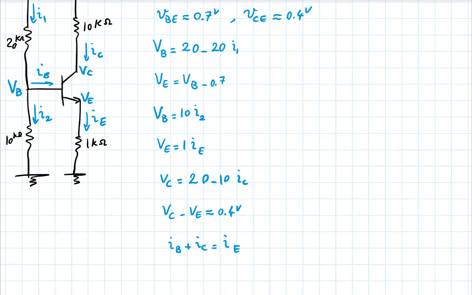Let's see how many equations and how many unknowns we have. We have VB, VE, and VC. That's 3 unknowns. And then we have 5 currents. That's 8 unknowns. How many equations do I have, and have I missed anything?